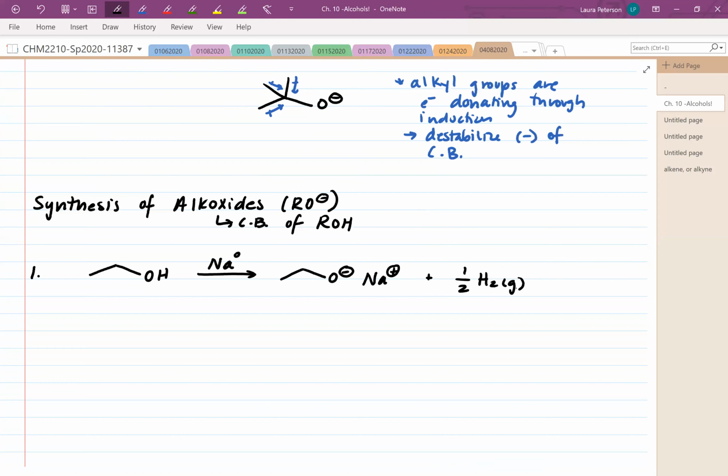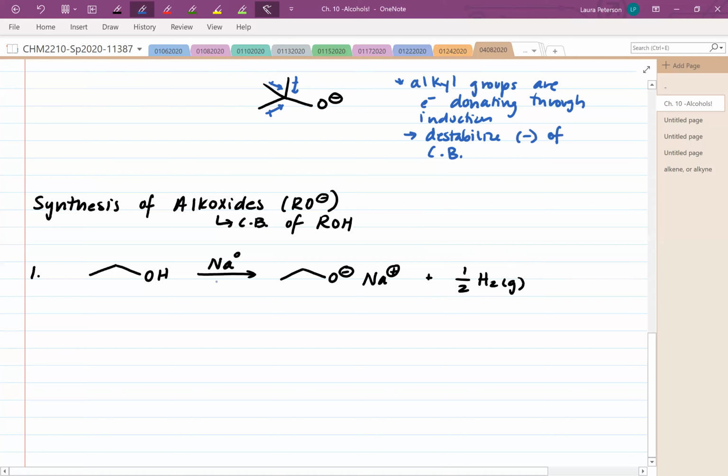Well, look at this reaction. We liberate H2 gas as a part of this reaction, and so when we do that, it's essentially an irreversible reaction. I can't shove H2 gas back into the reaction to do the back reaction. So this is an irreversible reaction to generate the alkoxide anion, and that's why it's synthetically useful, because it's irreversible. We'll get basically 100% conversion to our product alkoxide.